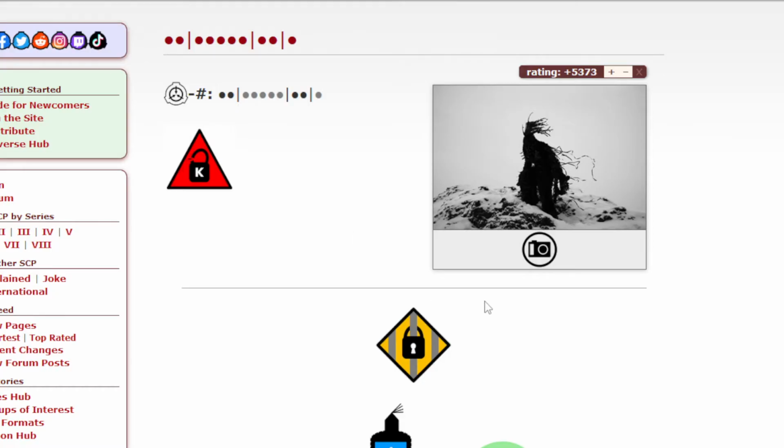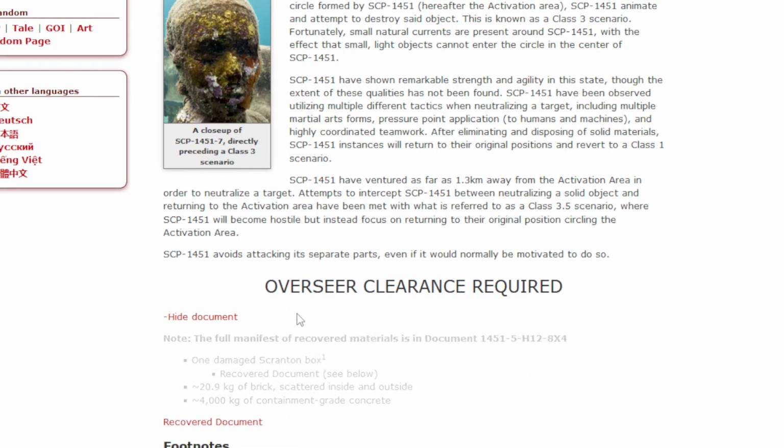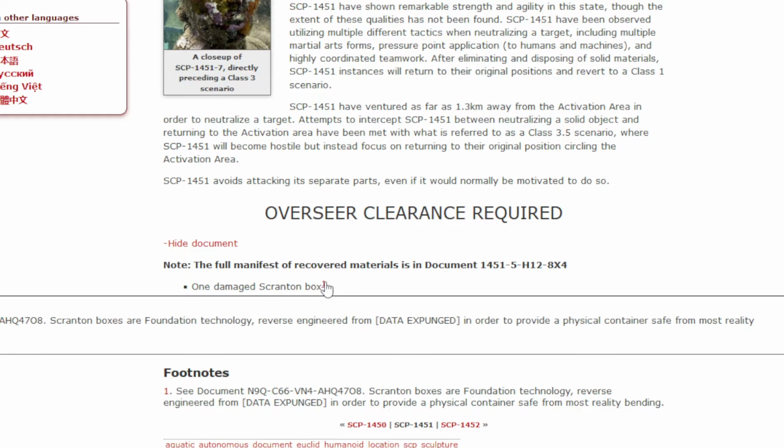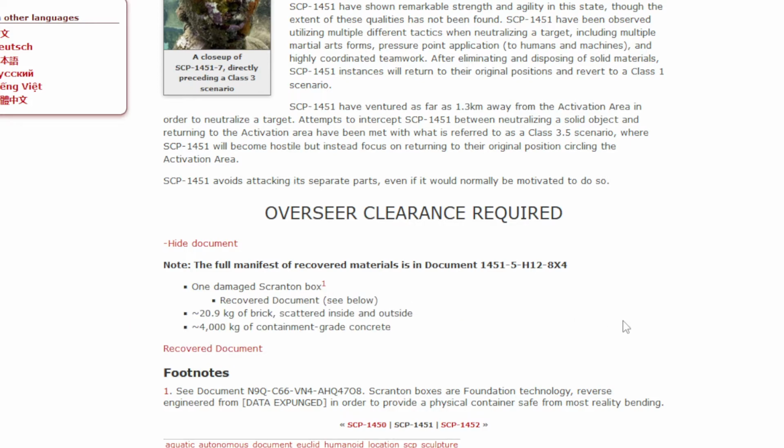Oh, these are JavaScript, so it doesn't like it when I do that. The full manifest of the recovered materials in the document: 1451-5H12-8X4. One damaged Scranton box. What the fuck? Scranton boxes are Foundation technology reverse engineered from data expunged in order to provide a physical contained space from most reality bending. Okay. Recovered document, see below. 20.9 kilogram brick scattered inside and outside. 4,000 kilograms of containment grade concrete.